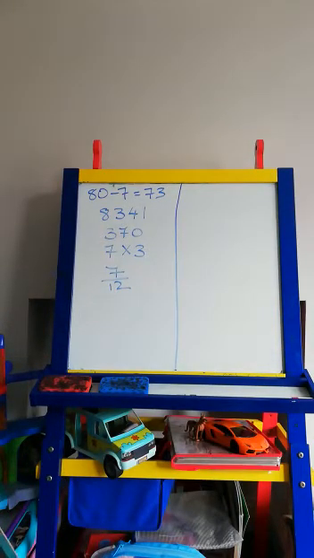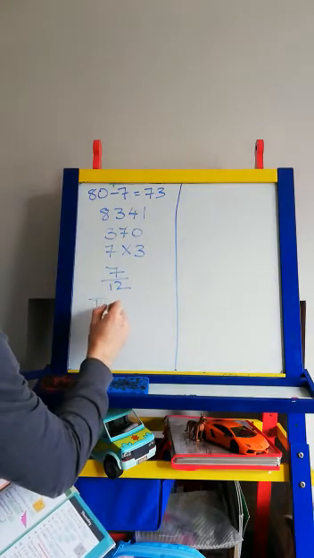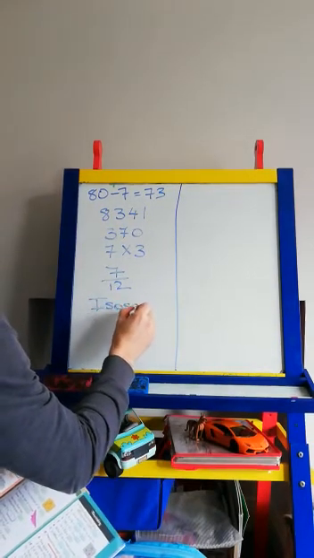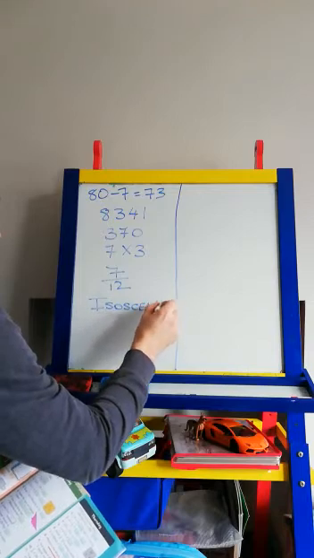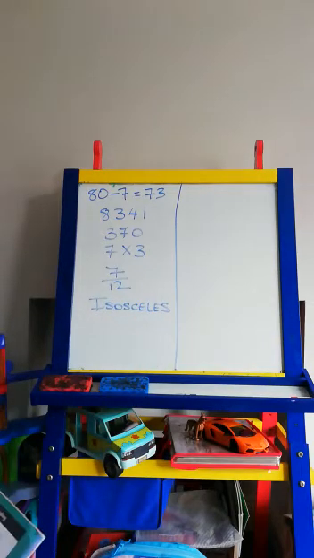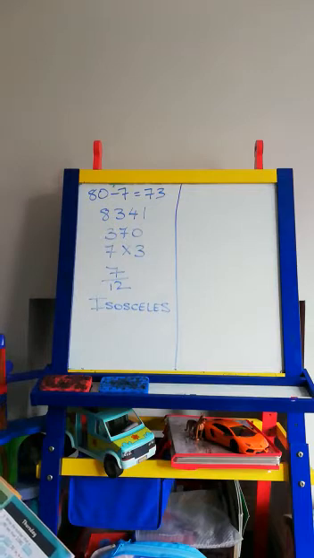Question 6, name the type of triangle shown. Now I measured these already, so the larger side is 3 centimeters, and then the other two sides are the same. They're 1.7 centimeters each. So any triangle that has two sides of the same length is called an isosceles triangle.